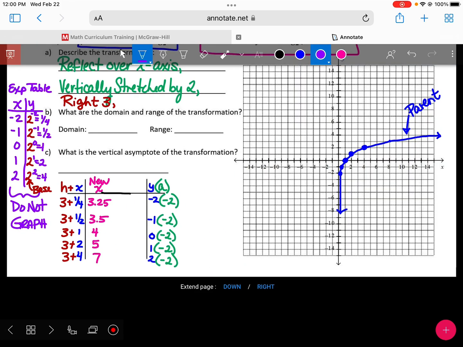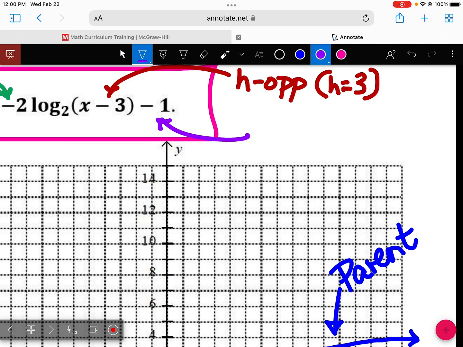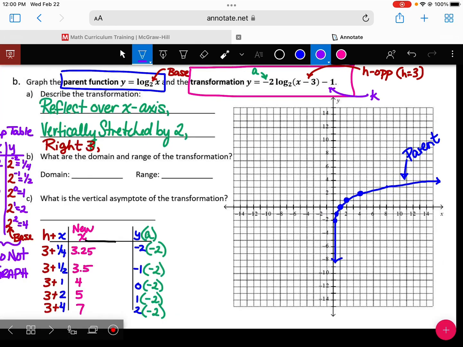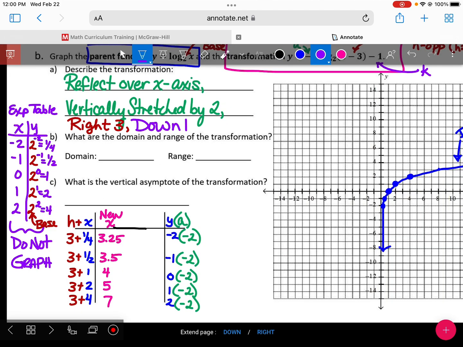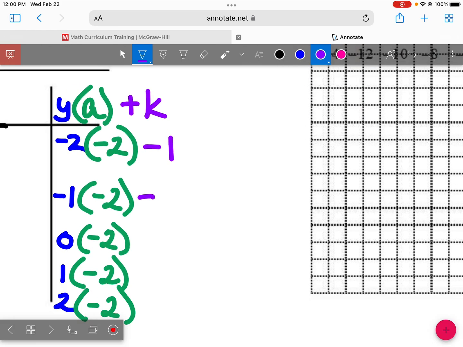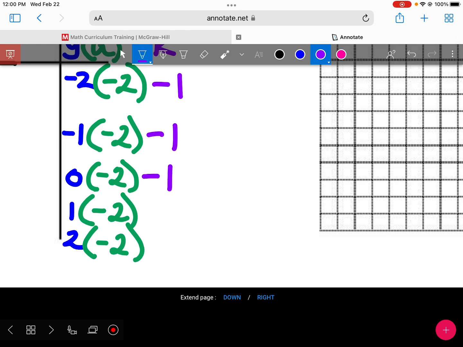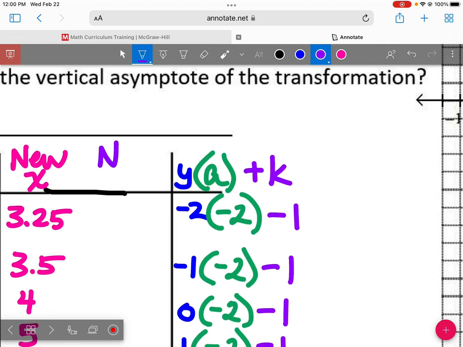Which piece have I not worked with yet? K. What is K? -1. What's that going to do to the graph? Down 1. So we're going to subtract K off of all of these. So -1, -1, -1, all the way down. Now I can find the new y's.